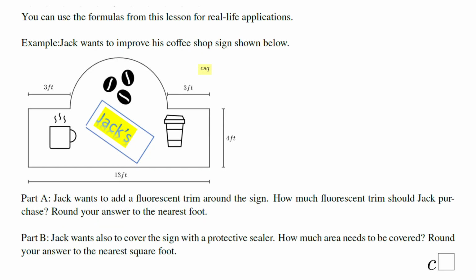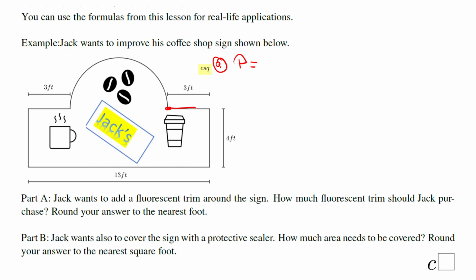Another application of these two-dimensional figures that we talked about, the basic ones. We look at a real life application. Jack wants to improve his coffee shop sign shown below, and Jack wants to add, in part A, a trim around the sign. How much trim should Jack buy? Round to the nearest foot. So in fact, what they're talking about in part A is the perimeter, right? Because trim goes around.